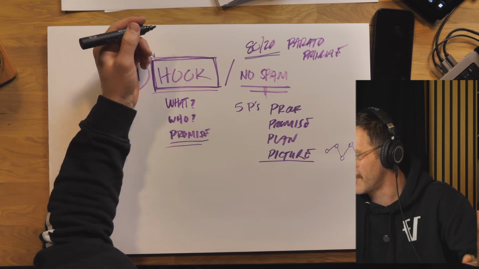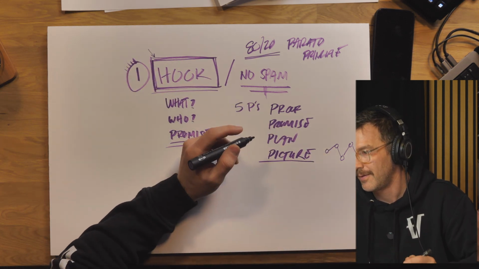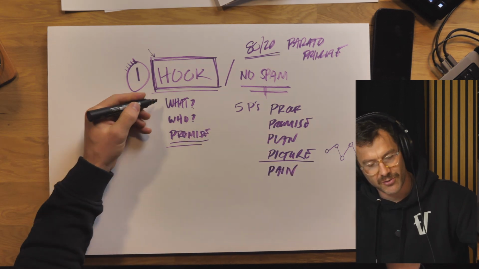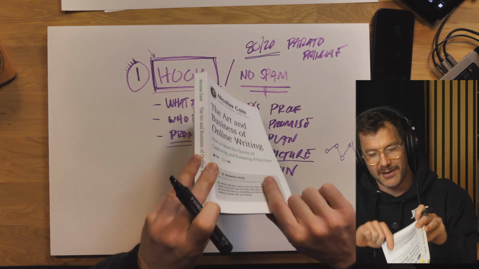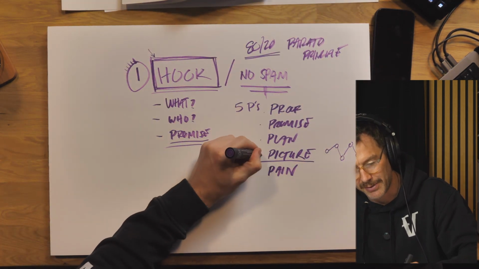So I'm going to let Hormozi keep going here. The other piece is that you can mention pain. And so I've updated mine with 5 Ps. And so that's the last P. So he's got pain here. So the what, the who, the promise is the way that Nicholas Cole goes about this. Hormozi goes about this a little bit more in saying the proof, promise, plan, picture, pain.